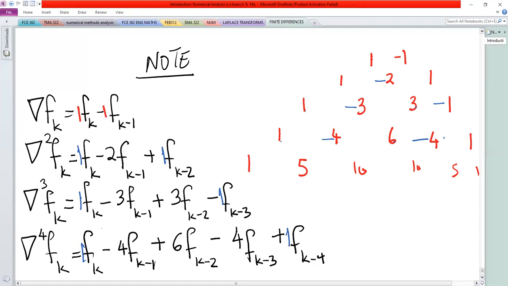That's how we find the higher order backward differences from the definition. And the next session we will be discussing how to represent backward differences in a table.